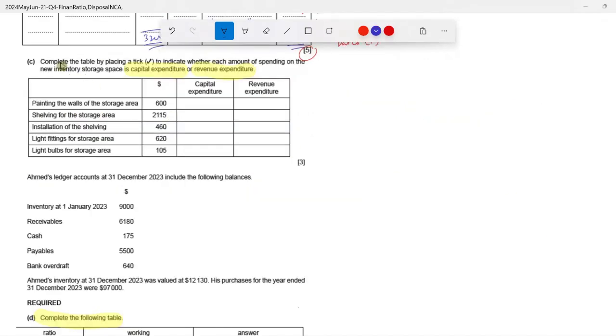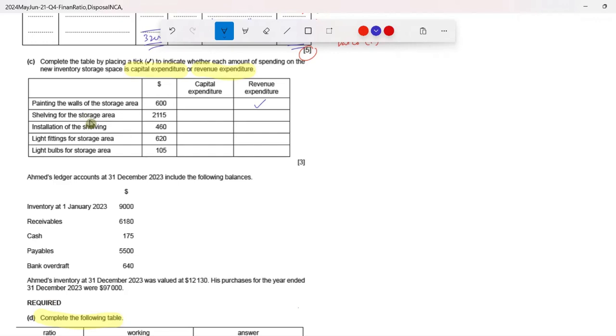Let's continue to part C. Now you have to complete the table by placing a tick to indicate whether each amount of spending on the new inventory storage space is a capital expenditure or revenue expenditure. Painting the walls of the storage area is considered a revenue expenditure because it is something like routine repair maintenance to help preserve the condition of the building. It does not add any storage capacity.